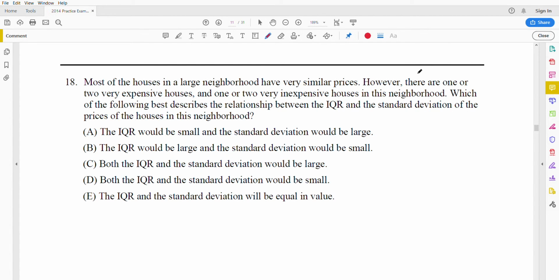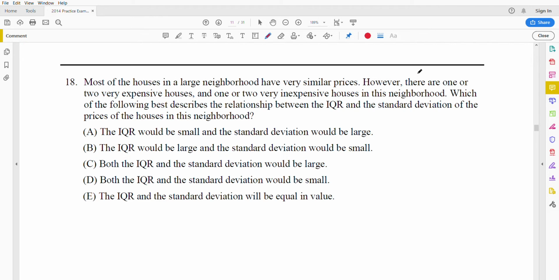All right, welcome back. This is question 18 from the 2014 mock exam, and this should be a pretty short video. So most of the houses in a large neighborhood have very similar prices. However, there are one or two very expensive houses and one or two very inexpensive houses in this neighborhood.